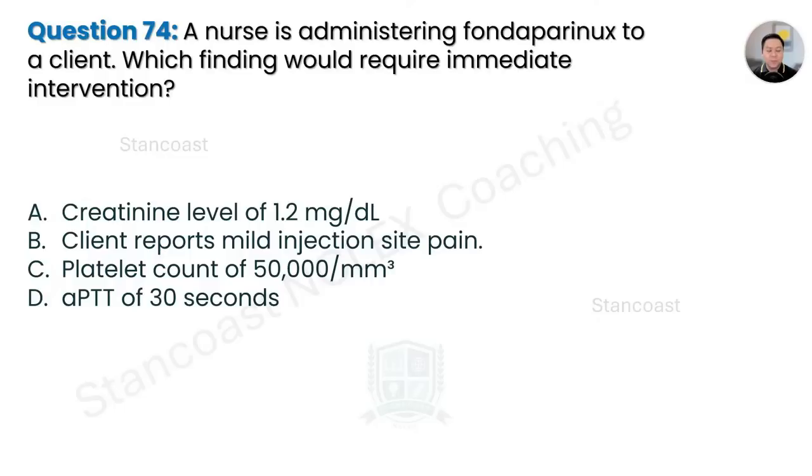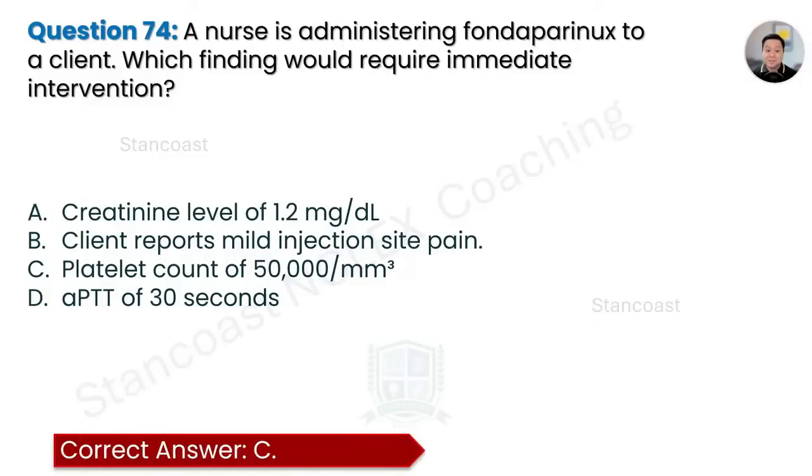74. A nurse is administering fondaparinux to a client. Which finding would require immediate intervention? A, creatinine level of 1.2 milligrams per dL. B, client reports mild injection site pain. C, platelet count of 50,000 per cubic millimeter. And D, activated partial thromboplastin time of 30 seconds. The answer is letter C.